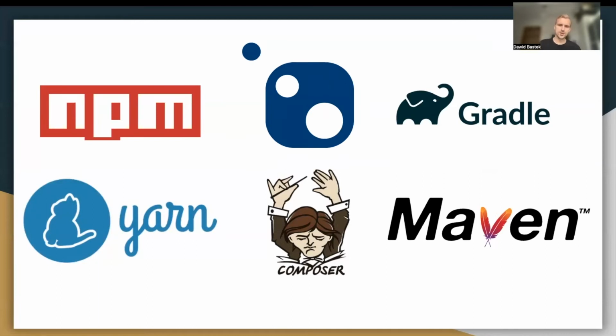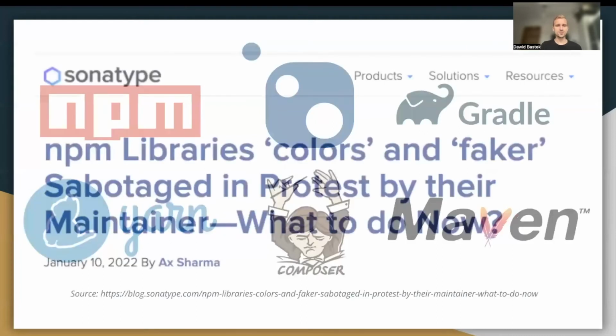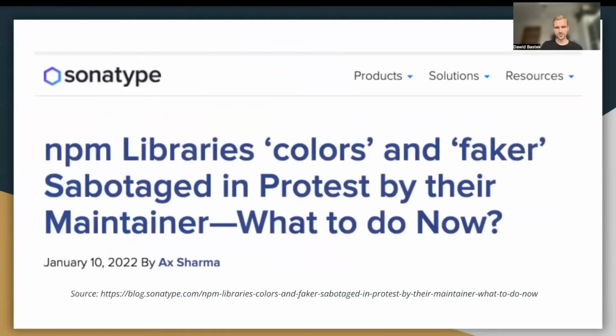But package managers are not only about keeping consistency of your environment, but also about keeping it safe. Here is an example of a situation from the beginning of this year where the author of NPM libraries like Colors and Faker sabotaged their own projects. For more information, Colors has around 3 billion downloads and Faker 300 million downloads, and they are used in 20,000 projects, so quite big numbers, right?